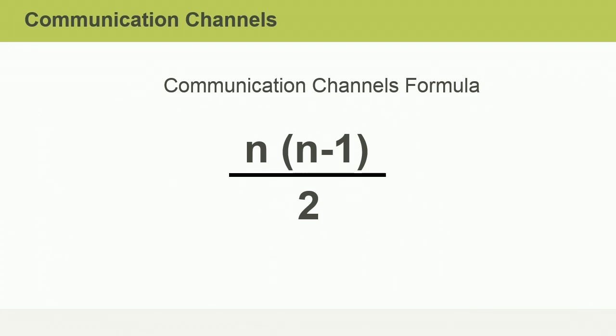You take the number of people on the team and multiply it by one less than the number of people on the team, then divide that number by 2. Before we do a calculation, can you think about why we might multiply n, the number of people on the team, by n minus 1, or 1 less than the number of people on the team?